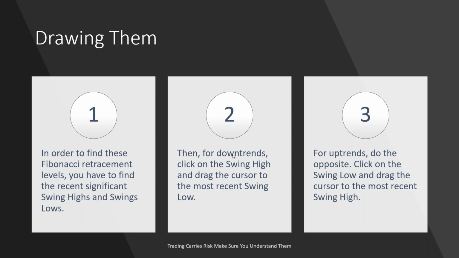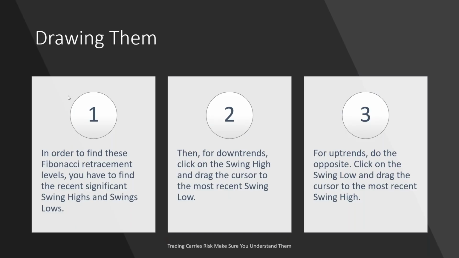Because lots of times in trading you have some kind of craziness that sends a price way down low and it just recovers 2 seconds later and ignores it. So you're not going to go back 3 hours before to just that low if it wasn't a significant low. Then for downtrends, you click on the swing high and drag the cursor to the most recent swing low. For uptrends, you do the exact opposite.